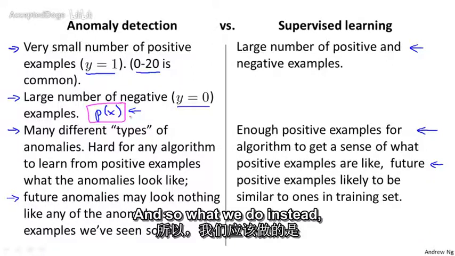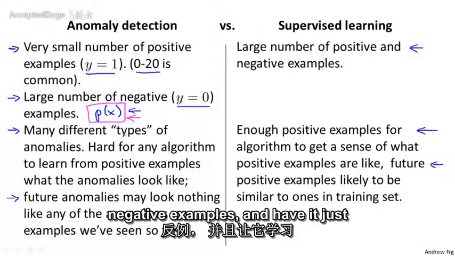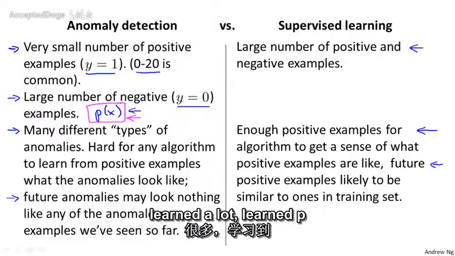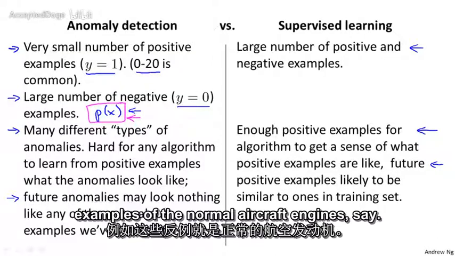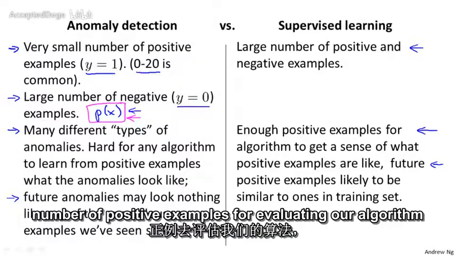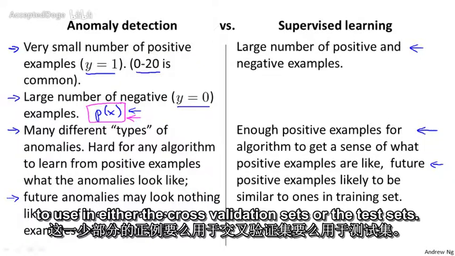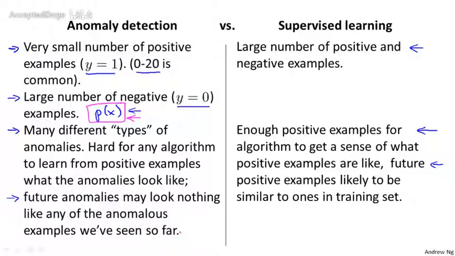And so what we do instead is take a large set of negative examples and have it just learn P of X from just the negative examples of the normal aircraft engine, say, and we reserve the small number of positive examples for evaluating our algorithm, to use in either the cross-validation set or the test set.